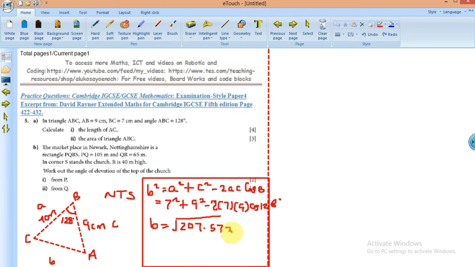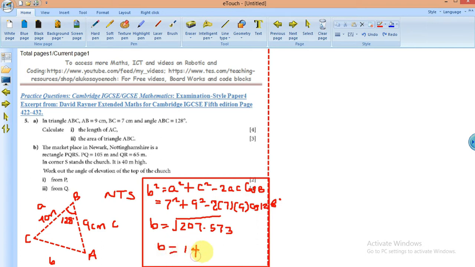Then I can go back to my calculator, because the solution is an irrational number. Square root of the answer equals 14.407. So to 1 dp, that is 14.4. So b is 14.4 to 1 dp, guys.